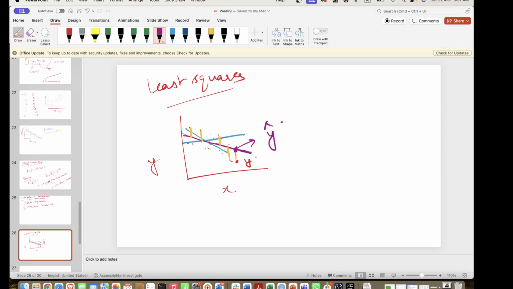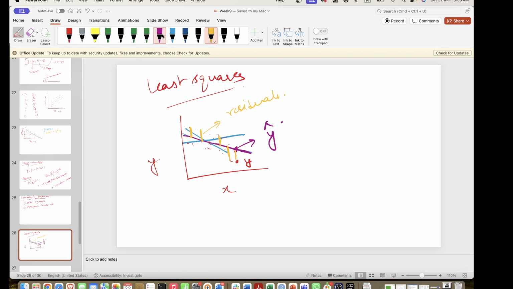Now I have to choose that line such that these orange distances are minimized as much as possible. So what do we do? These yellow distances are actually called residuals, and they are quantifying the error term.